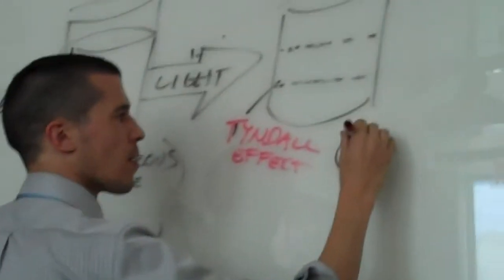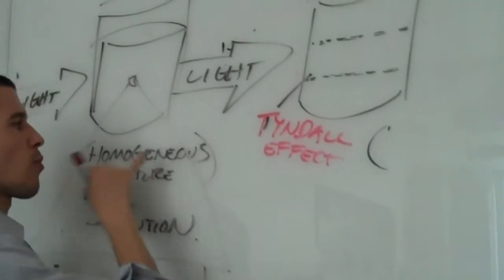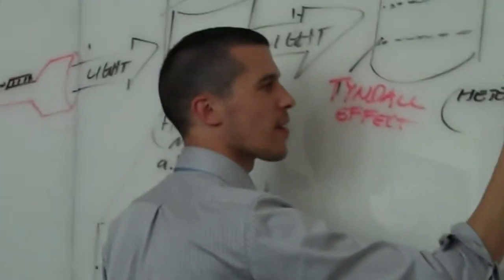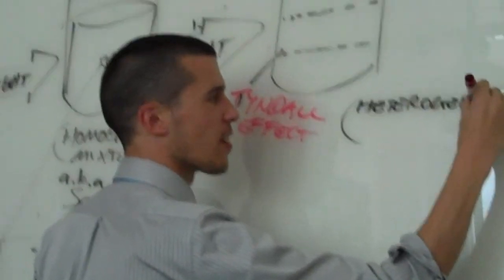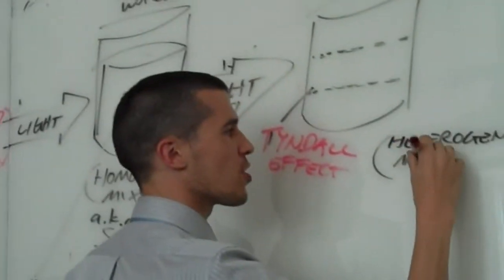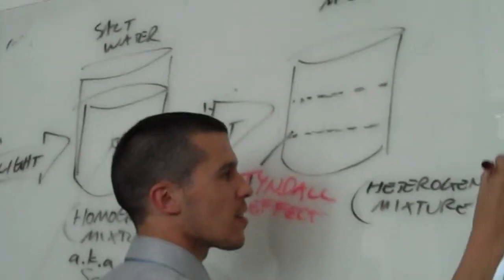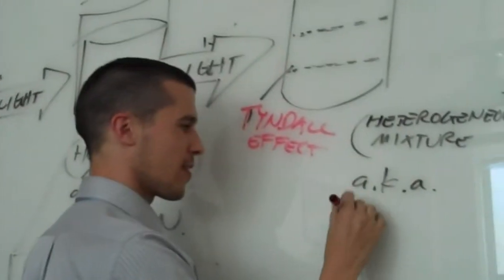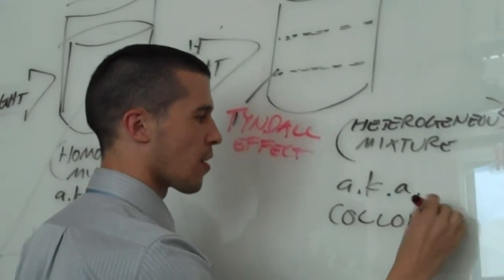What is this called? Solution. Let's just stick with this. Heterogeneous. Heterogeneous what? Heterogeneous mixture. Very good. Heterogeneous mixture, also known as? Colloid. Very good. Also known as a colloid.